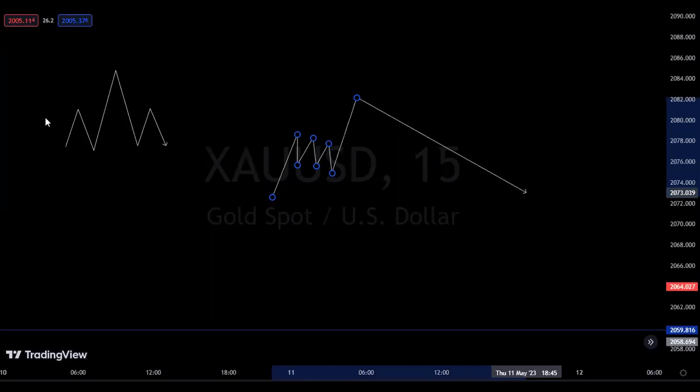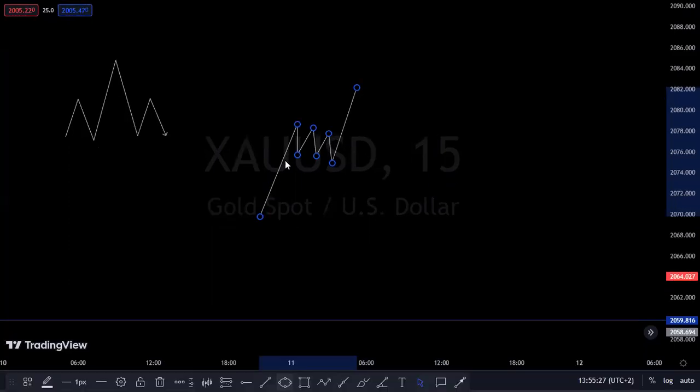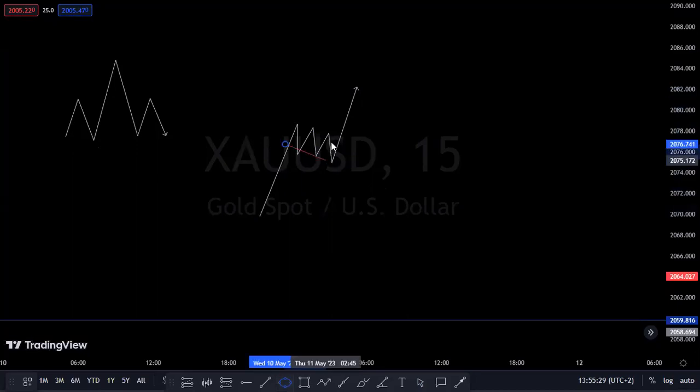Then on your head and shoulder setup, your first leg should be here. This should be an impulse. Then it should give you a continuation pattern of a bullish pattern. It should be either a bullish flag or a pennant, which confirms the continuation of the market to the upper side.